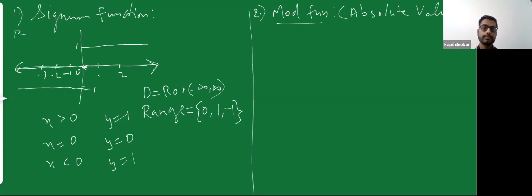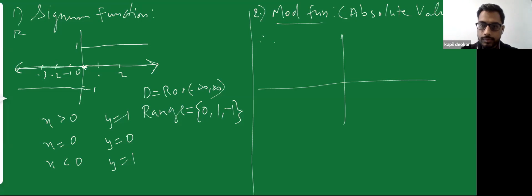As distance cannot be negative, mod function is actually distance or your absolute value from origin. Therefore mod is always positive. So mod doesn't eliminate negative sign. Mod is actually absolute value from origin, which is always going to be positive. So you can say that if value of x is 0, value of y is also 0. If value of x is 1, value of y is also 1. If value of x is 2, value of y is also 2. So if I draw a graph, I'll get somewhat like this.